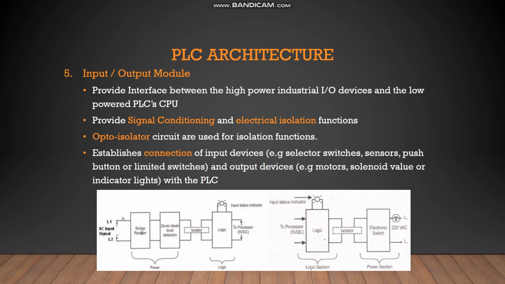For isolation, opto-isolator circuits are used, whereas the signal conditioning used in this module is shown in the block diagram, in which the input interface modules take the signals from the input devices in the form of AC voltages and then convert them into DC signals that can be used by the CPU. In the same way, the output modules work vice versa.